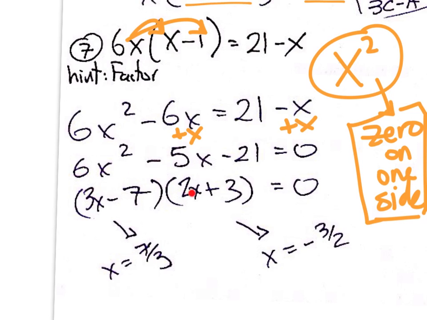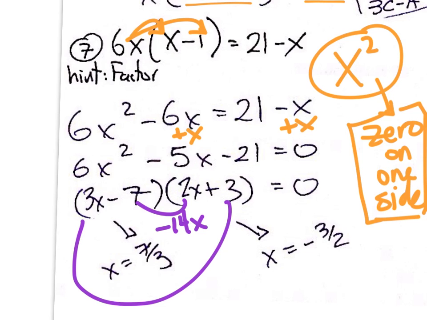For 6x squared, I got the 3x and the 2x. Could have been 6x and 1x, but I thought it through. And then for minus 21, we're going to have a 3 and a 7. One's going to be positive, one's going to be negative. So I think this works because our inners give us a negative 14x, and our outers give us a positive 9x, so those combine to give this, and it works.